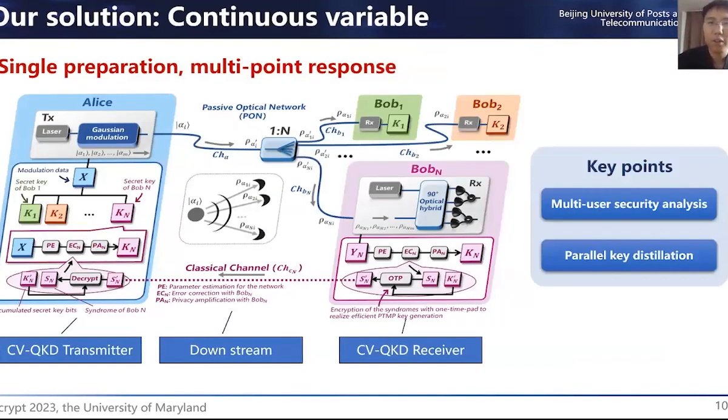Our solution is to use the continuous variable system. Here, a CVQKD transmitter is deployed as the sender, and a CVQKD receiver is owned by each end user. Different from single photon protocols, the preparation of a single coherent state makes all users respond. Therefore, we can perform a multi-user security analysis and parallel key distillation to enhance the network performance.